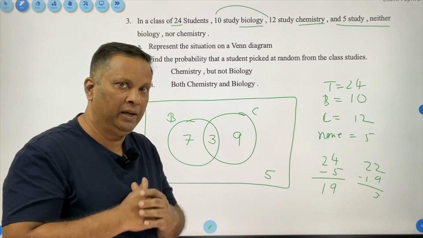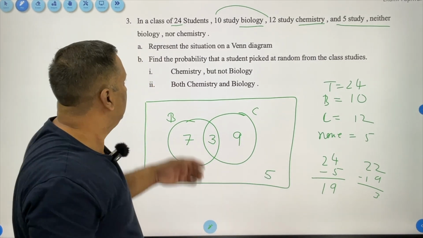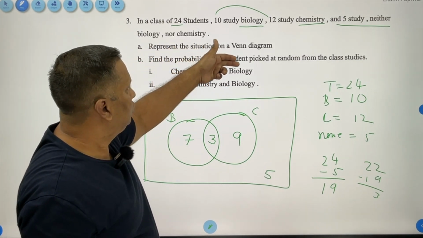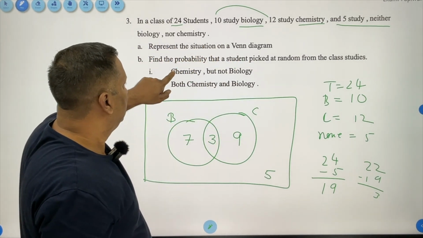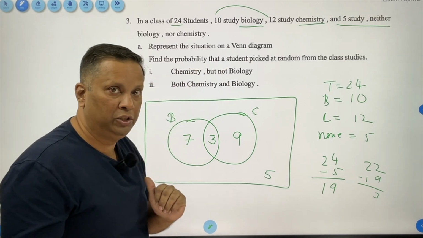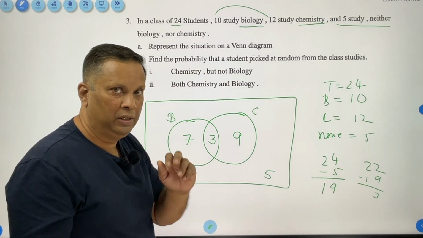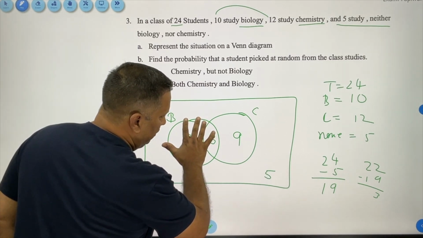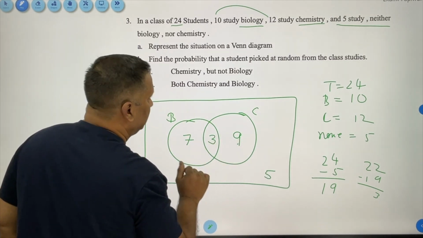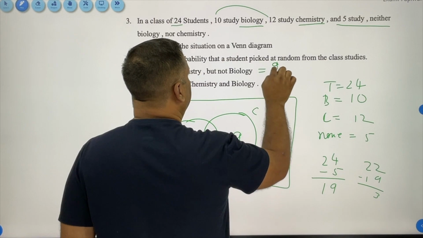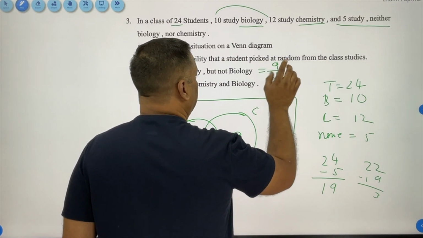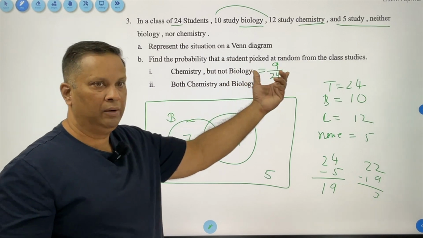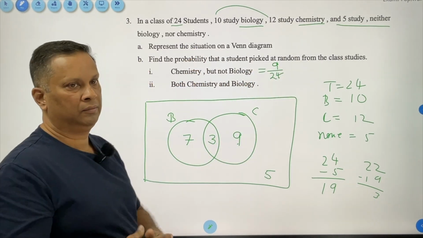Once a perfect Venn diagram is done, the job becomes easy to answer all these questions. Find the probability that a student picked at random from the class studies chemistry but not biology. Chemistry but not biology. How many people are studying only chemistry? 9. So the answer will be 9 upon 24. And that's the simplest form. It doesn't simplify further.